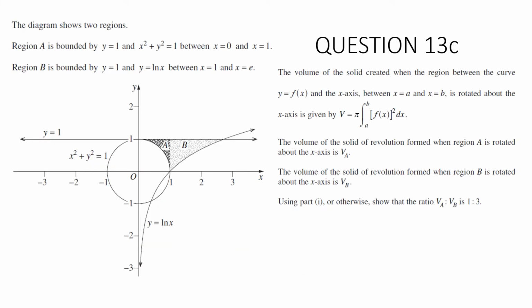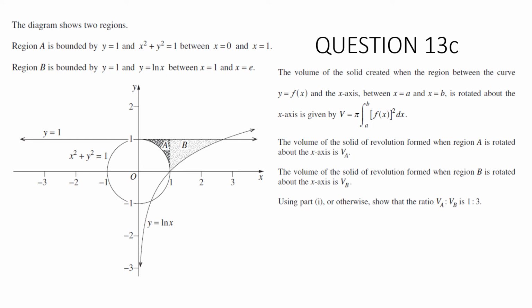Question 13c. The diagram shows two regions. Region A is bounded by y is equal to 1 and x squared plus y squared is equal to 1 between x equals 0 and 1. Region B is bounded also by y is equal to 1 and y equals ln x between 1 and e. The volume of the solid created when the region between the curve y equals f of x and the x-axis between x equals a and x equals b is rotated about the x-axis is given by this formula here.